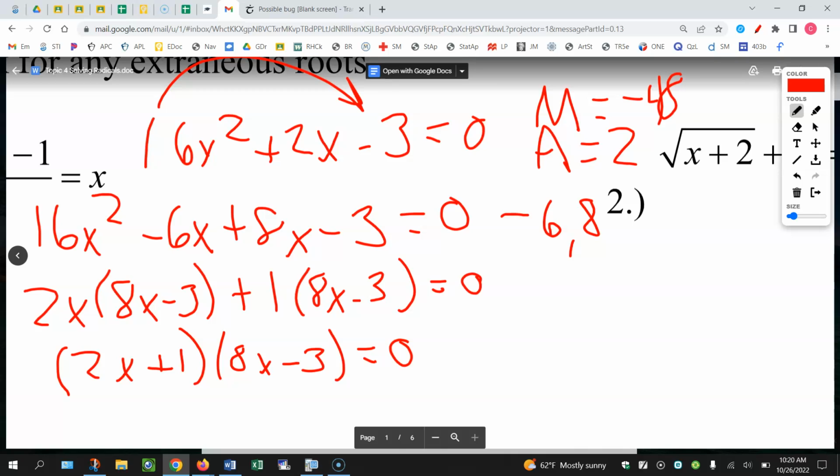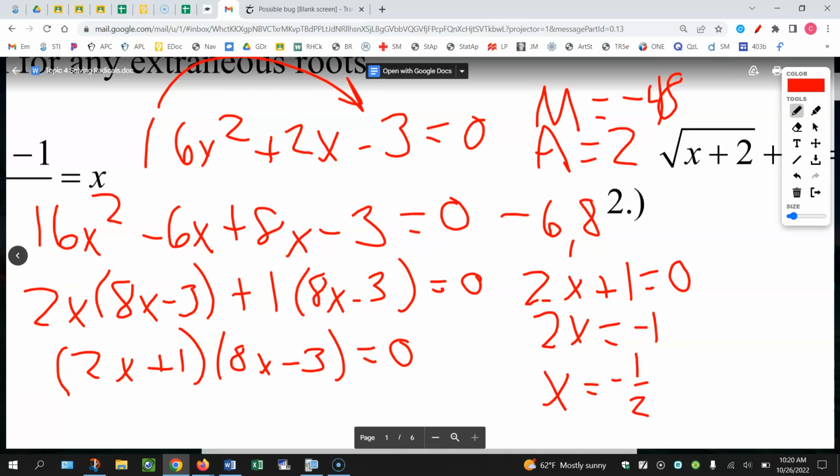Then what you're going to do, as we've been doing, set each factor equal to 0. So 2x plus 1 equals 0. I'm going to subtract 1 from both sides. 2x is equal to negative 1. And then divide by 2. So x equals negative 1/2.